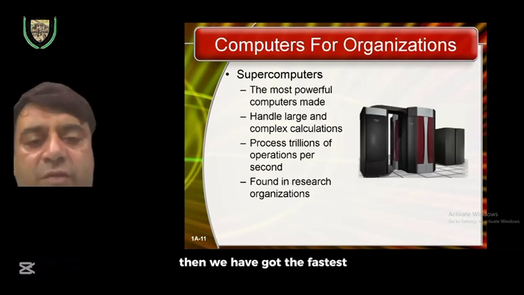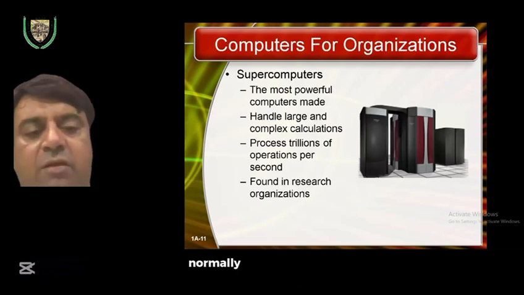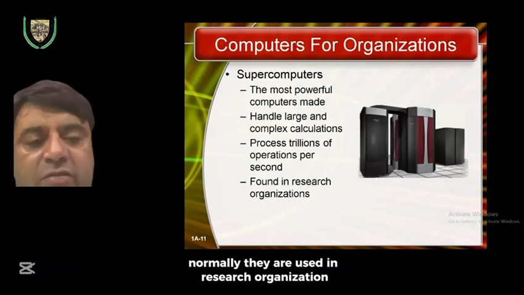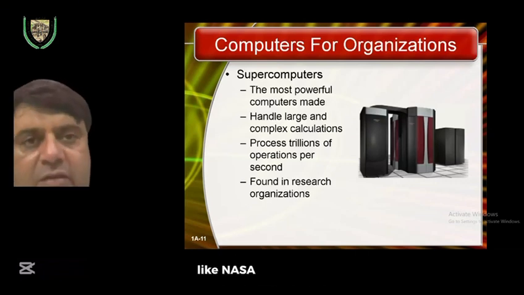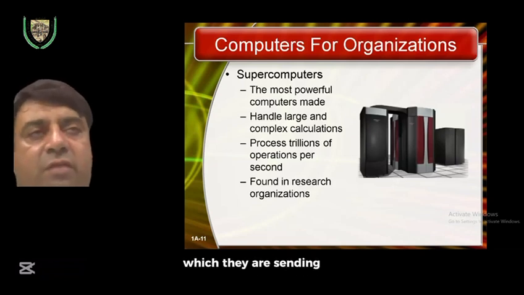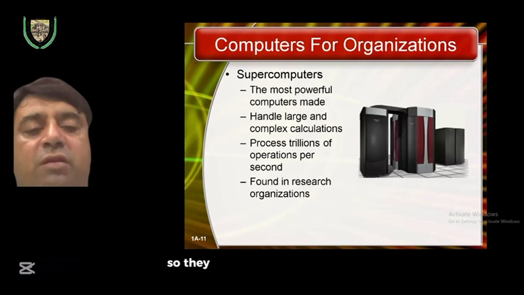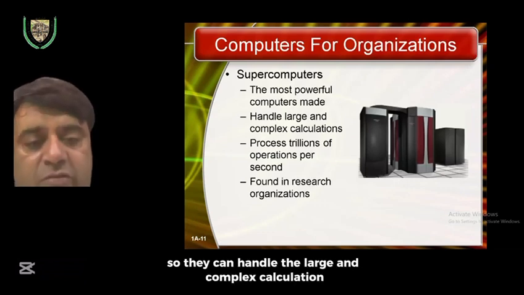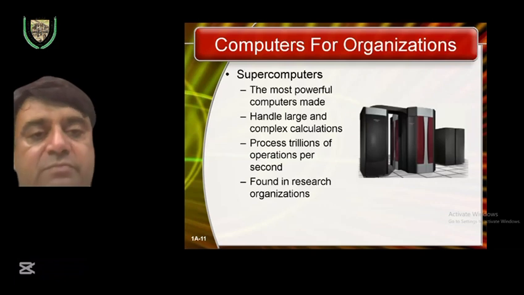Then we have the fastest machines available, that is supercomputers for organizations. Normally they are used in research organizations to handle large and complex calculations, like at NASA, which sends satellites to space. They use supercomputers so they can handle the large and complex calculations, and normally they process trillions of operations per second.